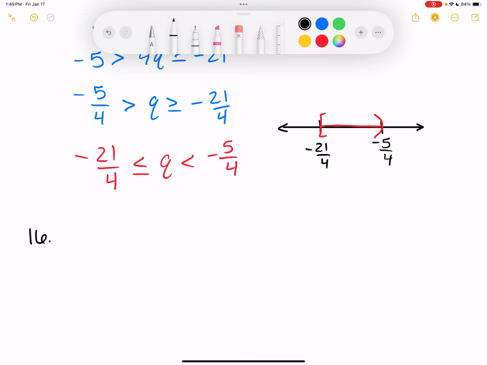You're confident. Number 16. 16 is less than negative s minus 6 or 2s plus 5 is greater than or equal to 11. I don't like that they're using s's. It's annoying.